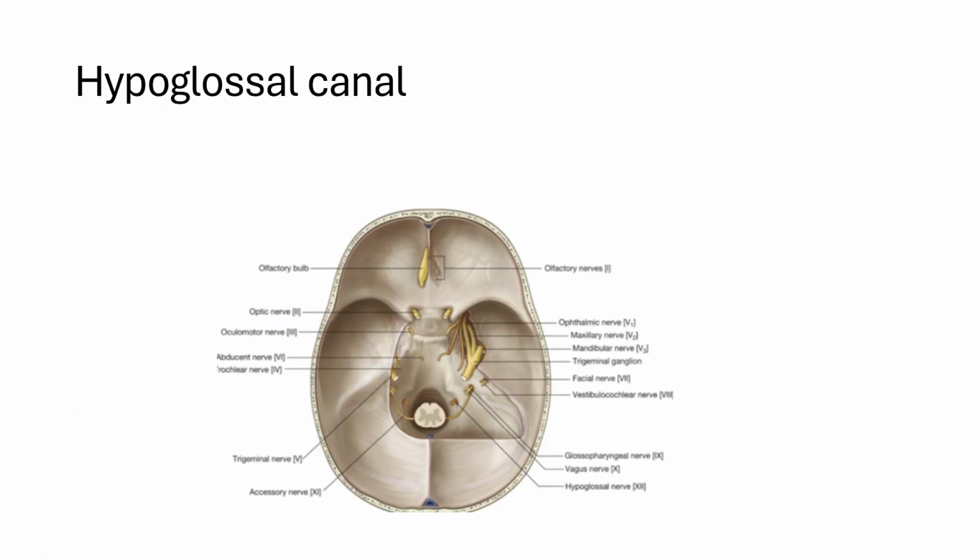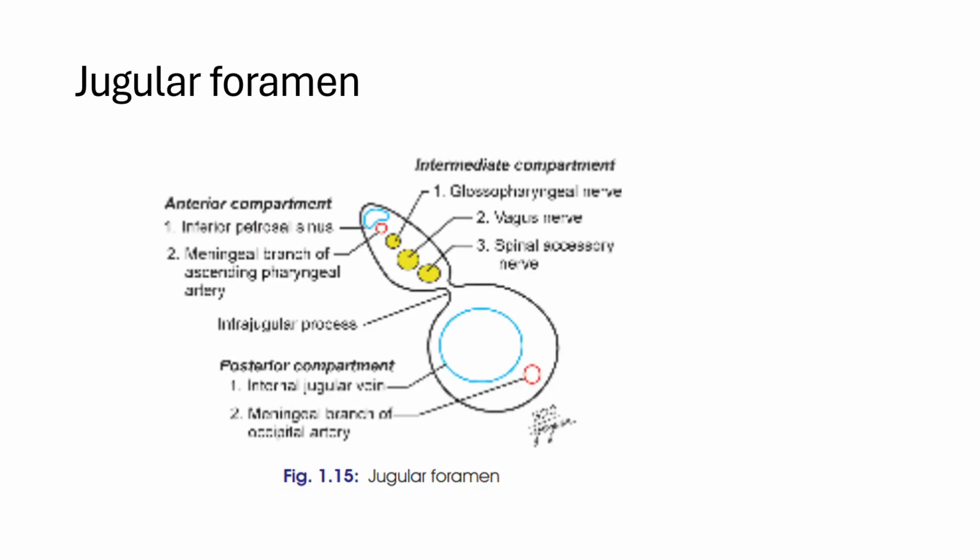Now coming on to the hypoglossal canal. Before that we move to the jugular foramen, which is more important. So the jugular foramen is basically divided, and here you will see this is your anterior part.